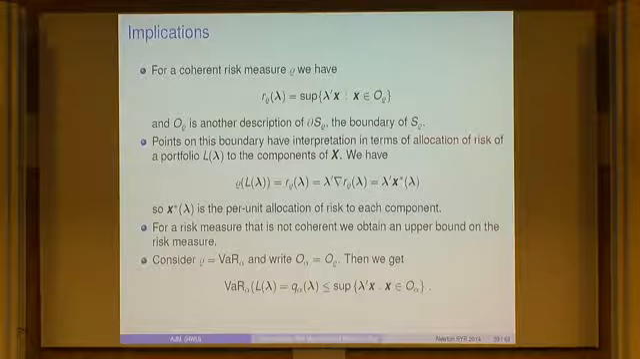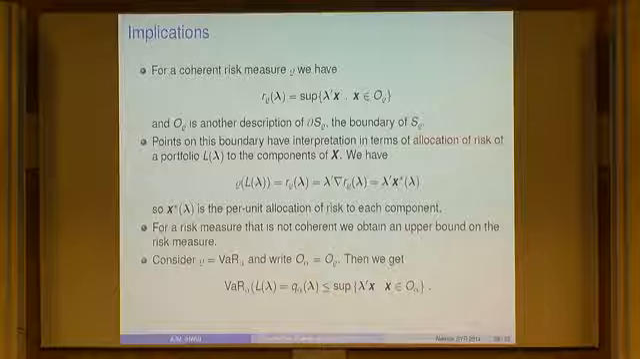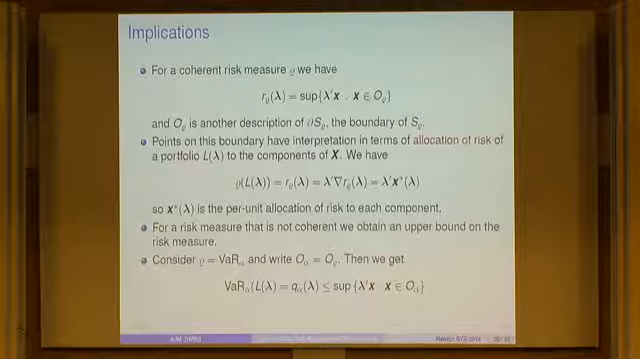And let's say that the argument that actually gives us the supremum is X star lambda. And so what we find is this worst case scenario is the per unit of allocation of risk to each component. So that gives another interpretation for the boundary points in this case. So that is true if the risk measure is coherent.